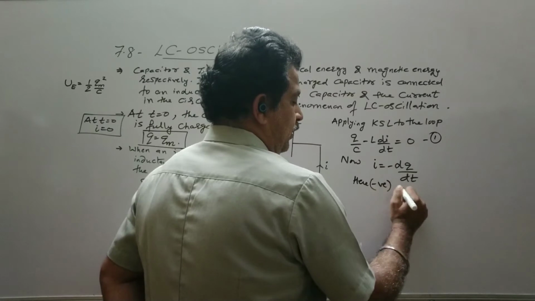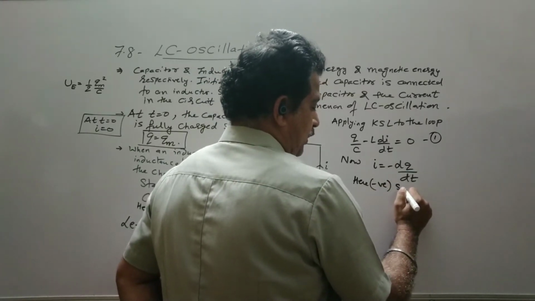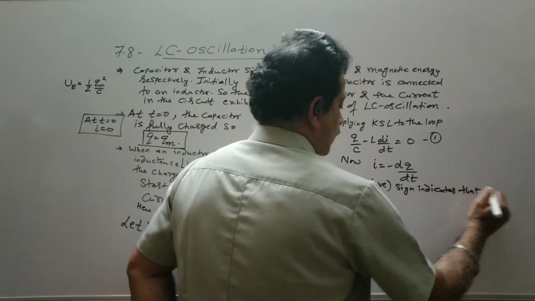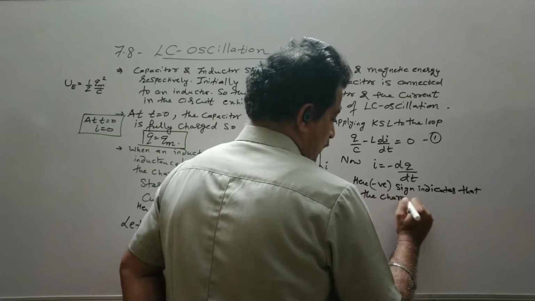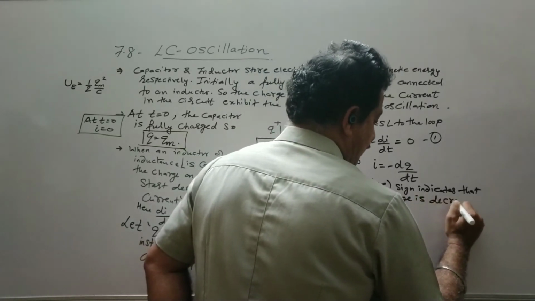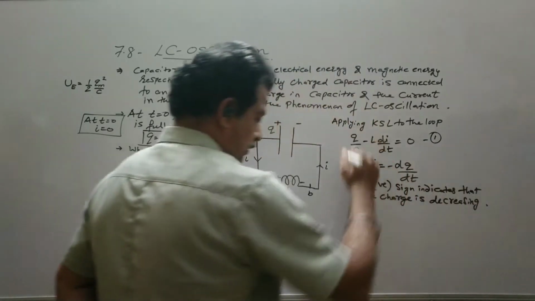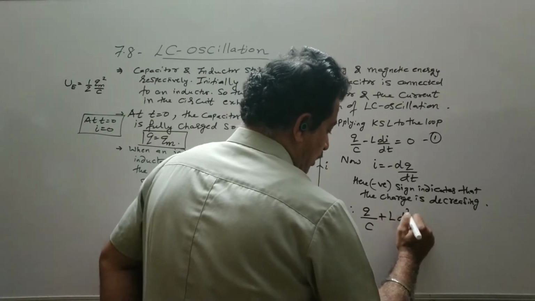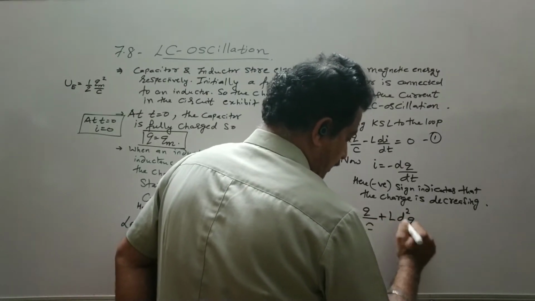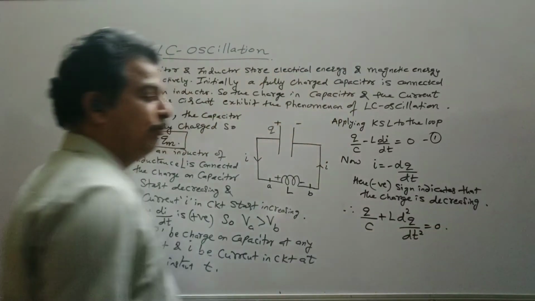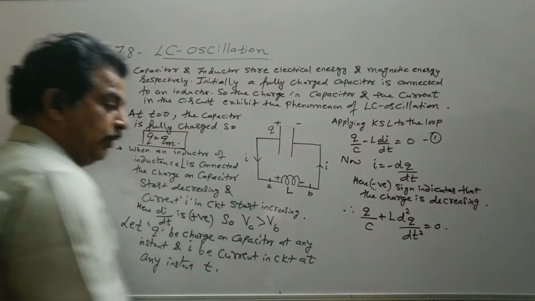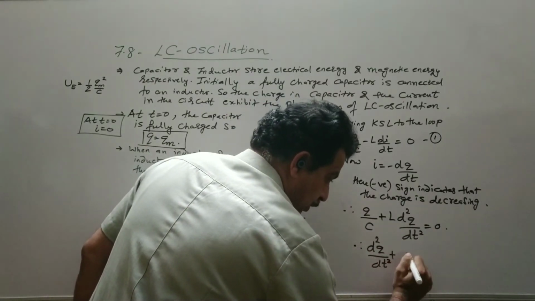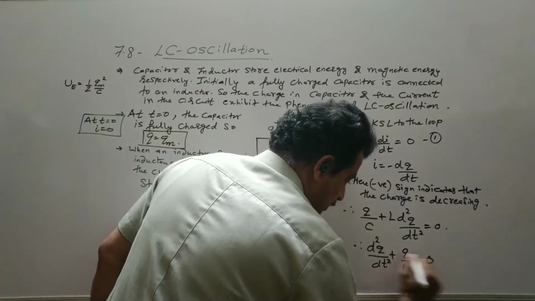Here the negative sign indicates that the charge is decreasing. So we substitute this value. So q by C plus L d square q by dt square, that is the double derivative of charge with respect to time. So rearranging or rewriting this equation, this is d square q by dt square plus q upon LC is equal to 0.